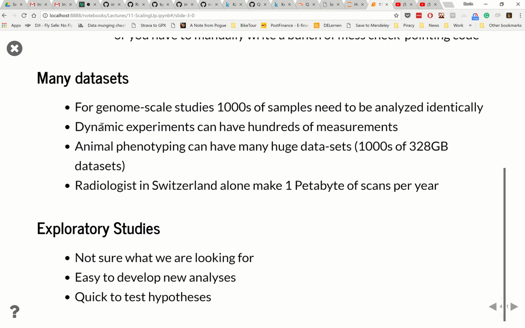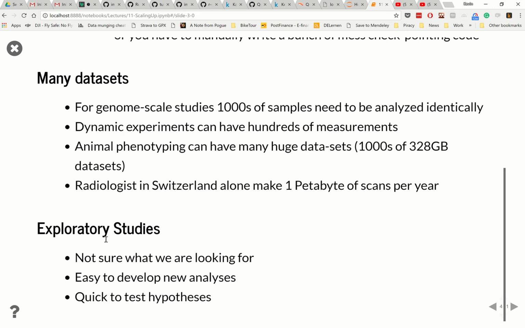And then dynamic experiments, animal phenotyping. So there's some examples here where you're trying to do live animal imaging, where you get around 328 gigabytes for each frame, and you can have hundreds of frames if you're looking at sort of the growth of an animal. And if you look at something like radiology in hospitals, in Switzerland alone, there's around a petabyte of data that are created every year, almost none of which are automatically analyzed.